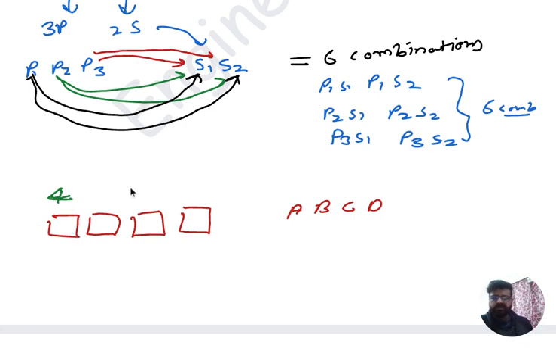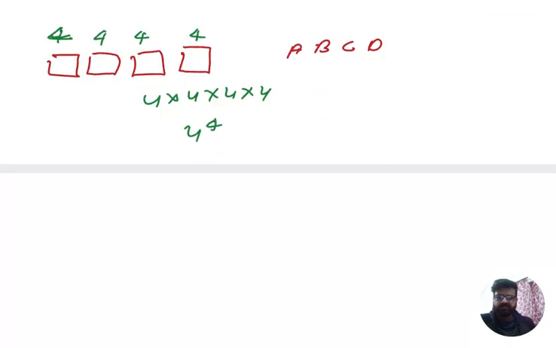Now we come to the second chair, and there is a condition: we can allow the same candidate again when we try to allot this chair. So this chair can be allotted to all 4 students. So how many ways? The ways are 4 into 4 into 4 into 4, so the ways are 4 to the power 4. So these are the ways in which we can allot these seats to 4 students or 4 candidates.